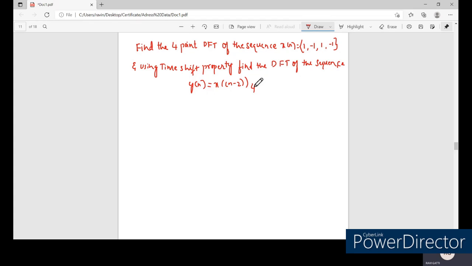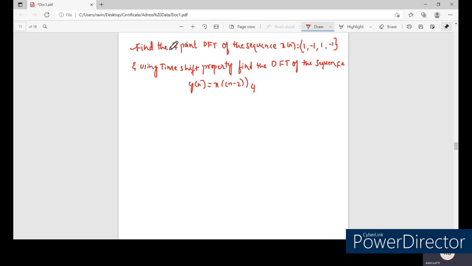In the last class, we studied some of the properties of digital signal processing, that is, the linearity property and the time shifting property. And we saw several problems associated with the linearity property. In today's class, let us try to solve some of the problems associated with the time shifting property. Okay, so here is one of the problems they have given you.